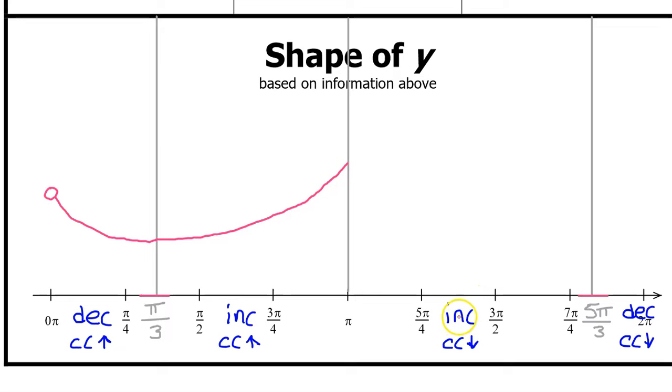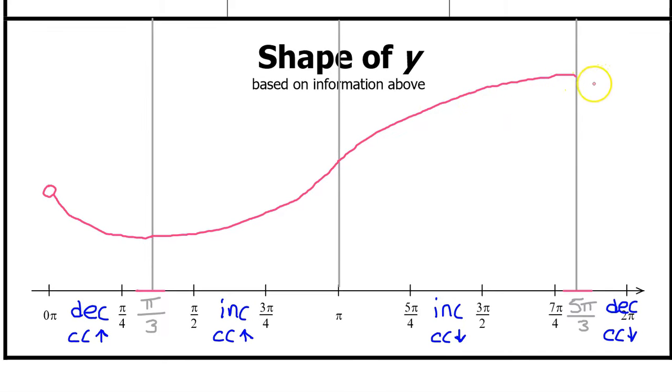In the next interval, y is increasing, concave down, and finishing out at a horizontal tangent line. So here we go. Increasing, concave down, and rounding out at a horizontal tangent line. Be careful in this last interval. 2 pi is the end of the domain, and 2 pi itself is not included, so we need to finish out with an open circle. So in this last interval, we need y to be decreasing and concave down. So we're going to go concave down and decreasing, but we're going to end with an open circle.